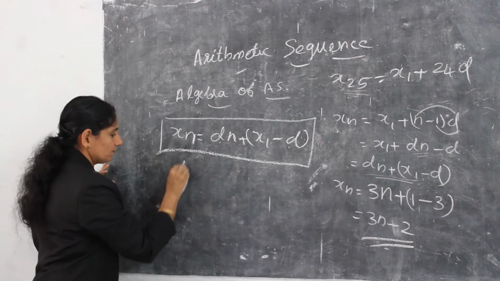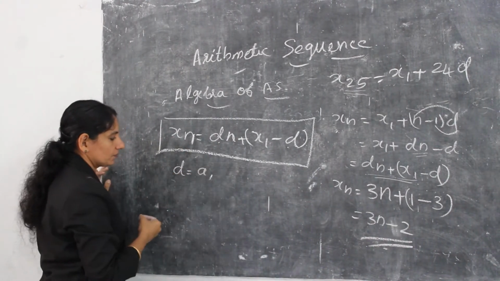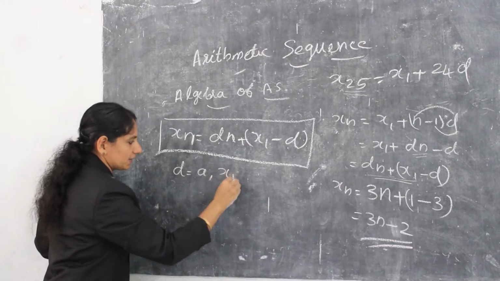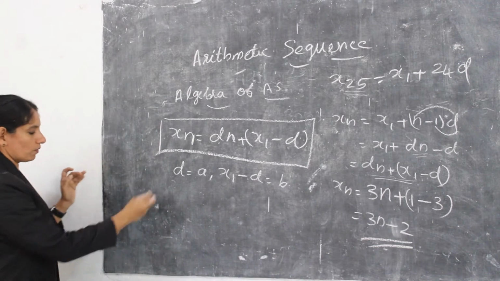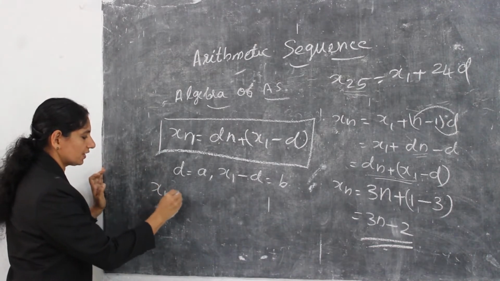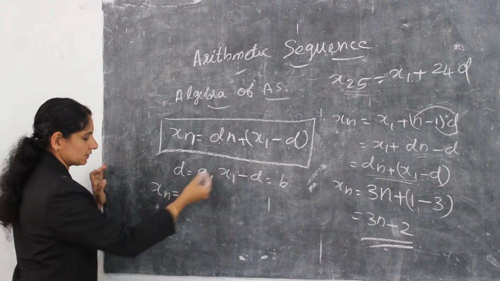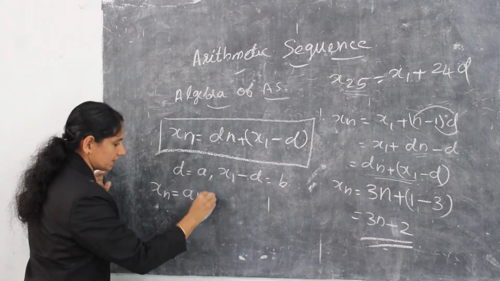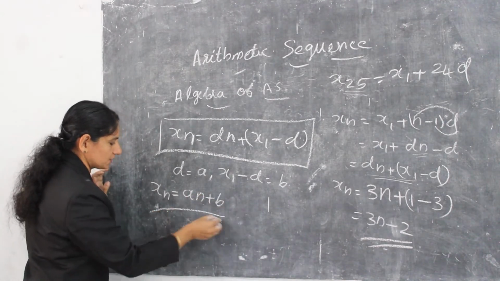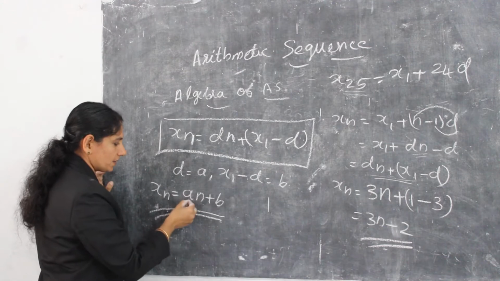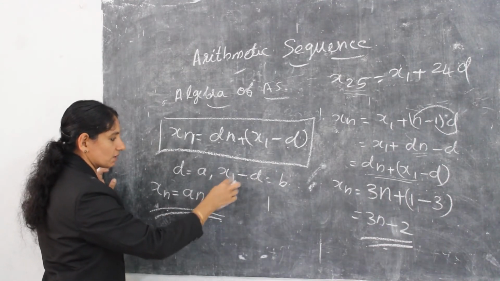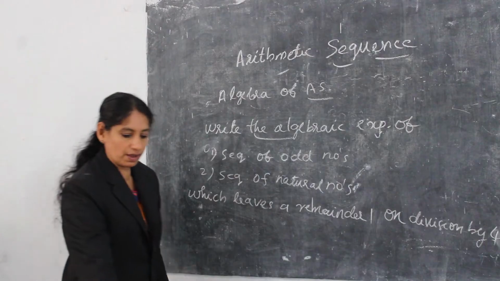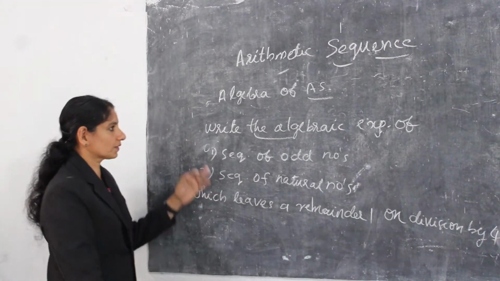Instead of d, we can write a, then x1 minus d as b. Then the general form of the algebra of the arithmetic sequence is an plus b. a is the common difference, b is the difference between the first term and the common difference. We have to discuss some problems.